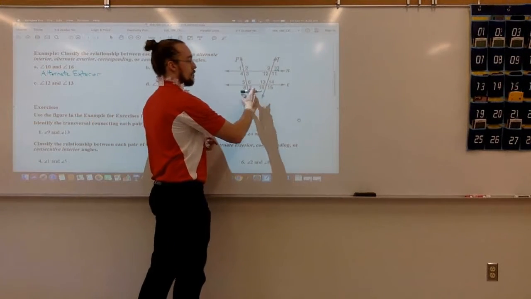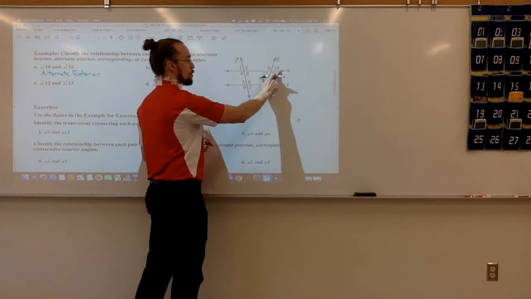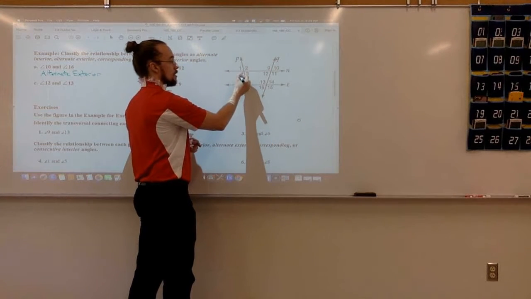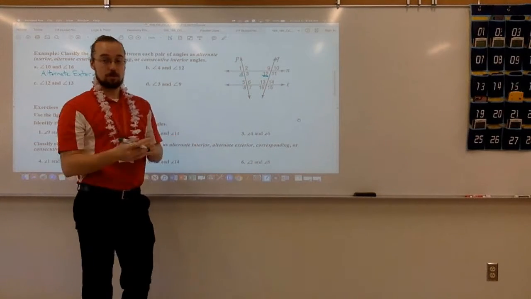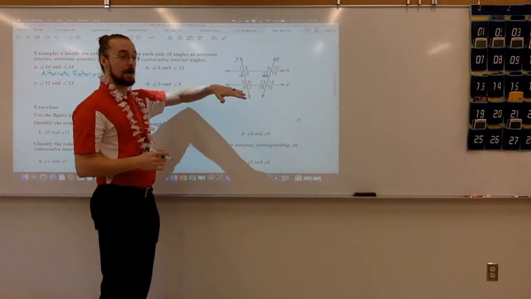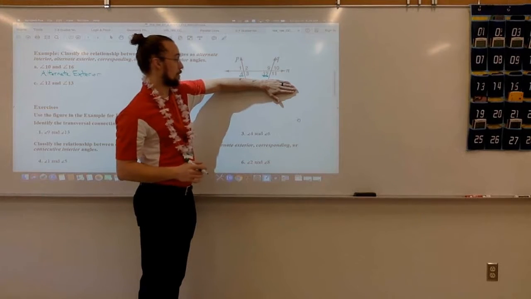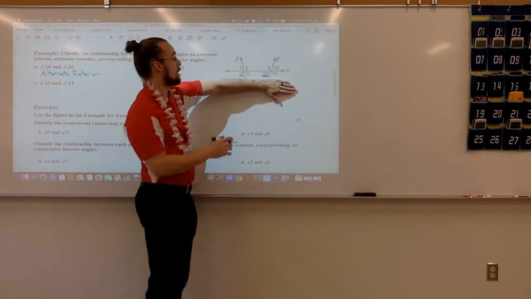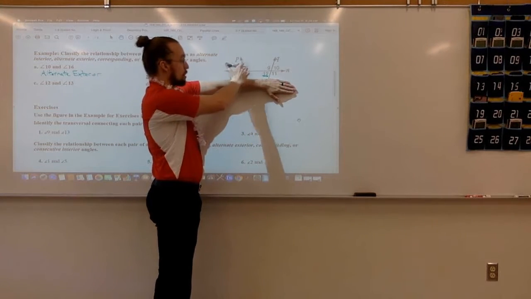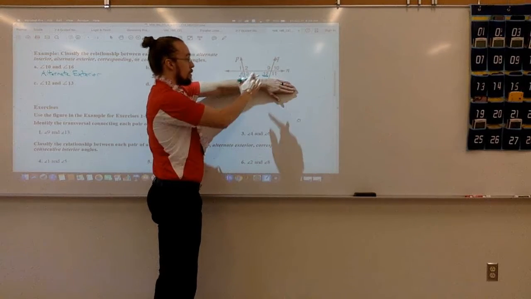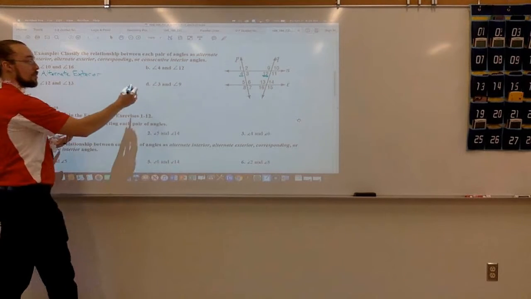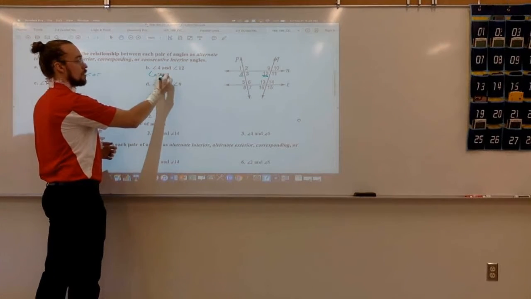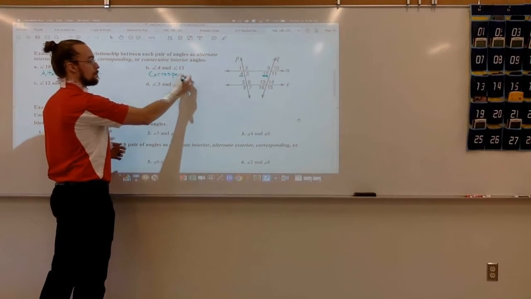So, if I want to look at 4 and 12 then, 4 and 12, it will be, yep. They're both on the top half of the diagram, so I can cover up this entire bottom half. And I can say, well, 4 is in the bottom left, and 12 is in the bottom left over here. So they're in the same position, just on the other line. So those will be corresponding.